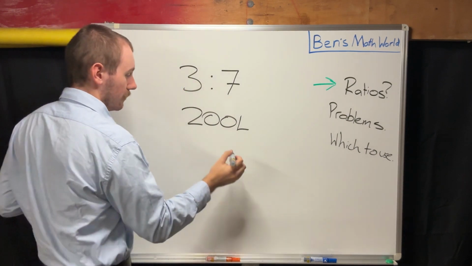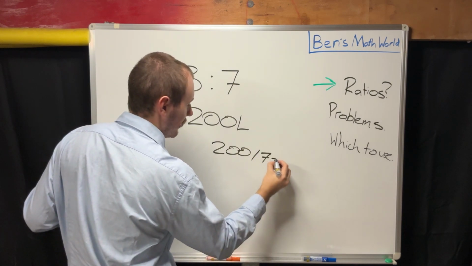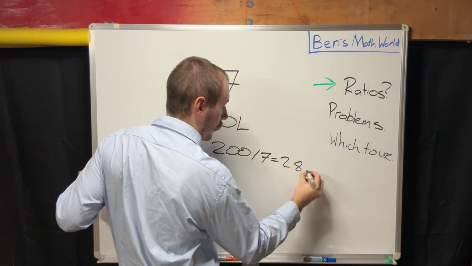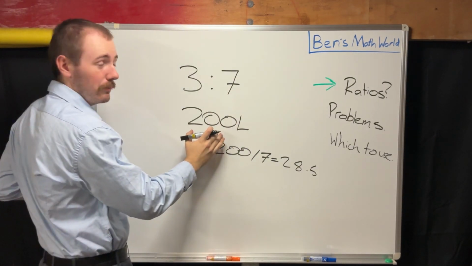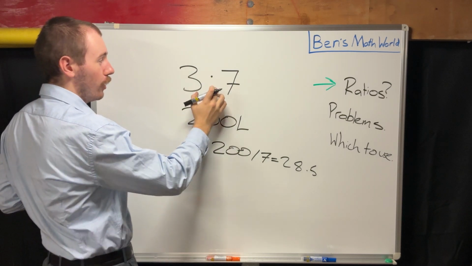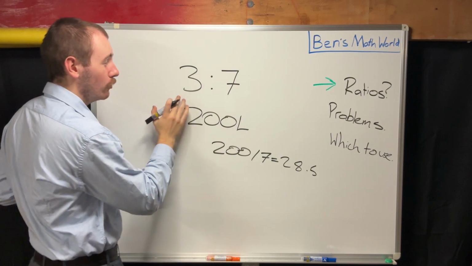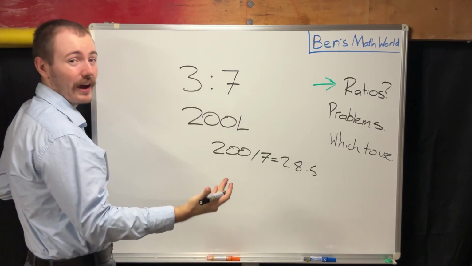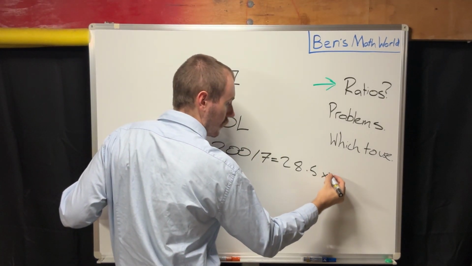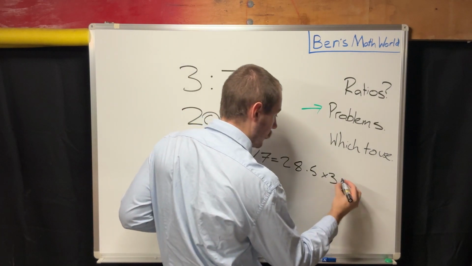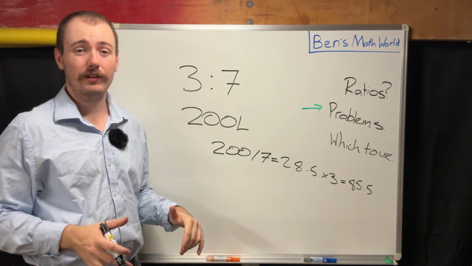So what that's going to look like is we're going to do 200 divided by 7, and that's going to equal 28.5. So dividing by 7, what that did for us was it turned this into a number we can work with. So now it's like a ratio of 3 to 1 here. And so once it's a ratio of 3 to 1, we can now multiply by 3 to then figure out how many fish we can have here. So we're going to do 28.5 times 3, and we get 85.5. So now we know we can fit 85.5 fish in our 200 liter tank.